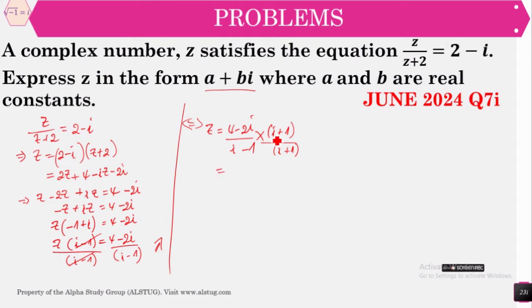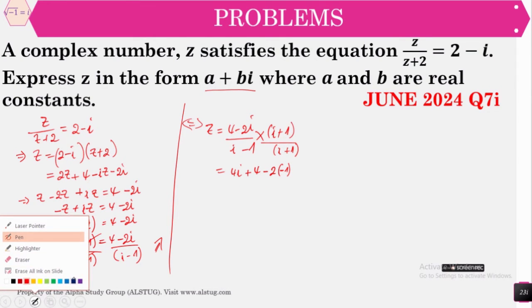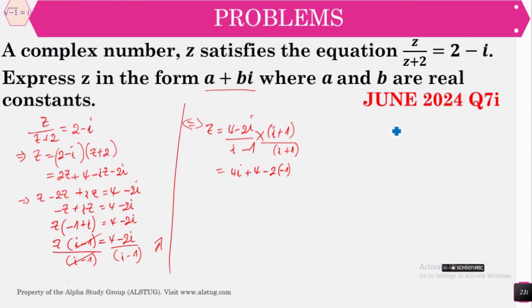This will give us 4 times i, so we get 4i. 4 times 1, we get plus 4. Negative 2 times i, you are going to end up with a negative 2. i times i is i squared. i squared is negative 1. That is actually the fundamental concept of complexes.